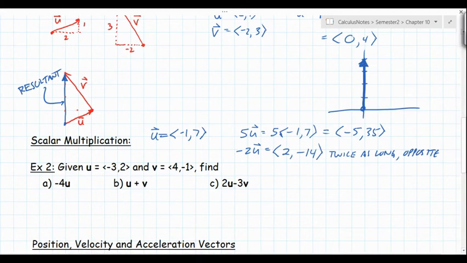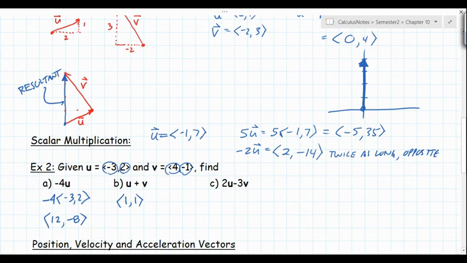Okay, go ahead and try example 2, A, B, and C. Okay, negative 4 times vector u would be negative 4 times the vector 3, 2, and so that is negative 12, negative 8. U plus v is going to be 1, 1. Add the x's, you get 1. Add the y's, you get 1.